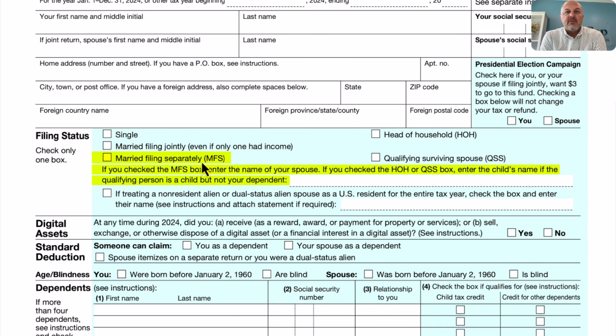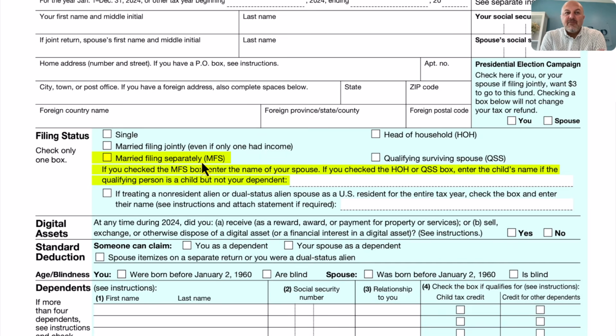The next category, which is pretty common, is married filing separately. So you're entitled to this if you are legally married on the last day of the year and you and your spouse choose to file a separate tax return. This is ideal for couples who want to keep their finances separate, or spouses who don't want to be responsible for another person's tax liability, or in a situation where one spouse is not cooperating with filing a joint return. Those are instances where married filing separately will come into play.